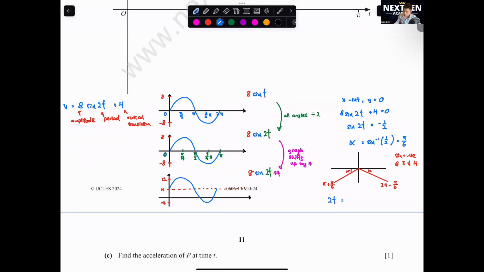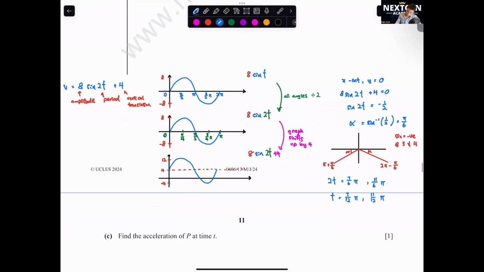2t is equal to, what's pi plus pi over 6? 7 over 6 pi and 11 over 6 pi. You take 2 minus 1 over 6, 11 over 6 pi. And t, you divide everything by 2, so 7 over 12 pi, 11 over 12 pi. So that means for your last mark, over here, you will get 7 over 12 pi and 11 over 12 pi. Do we need to draw the dotted line?